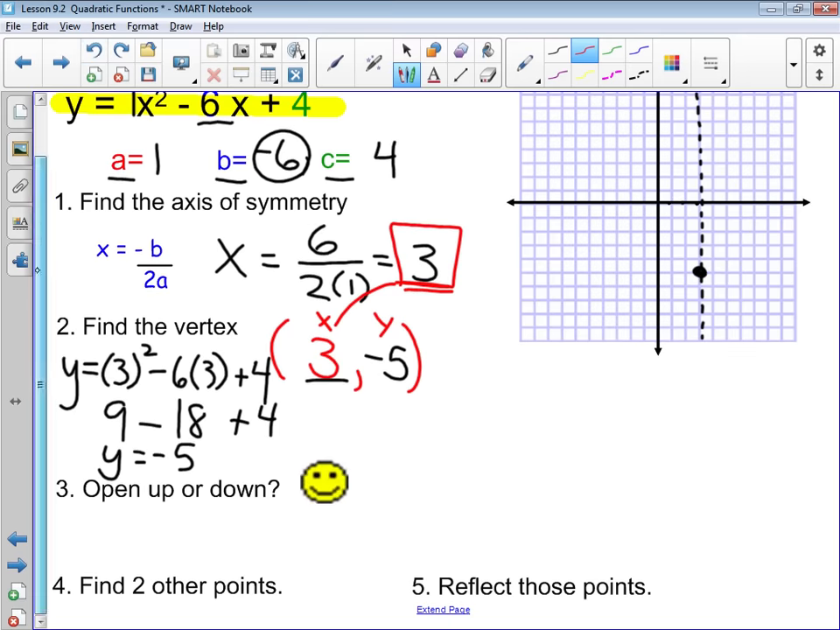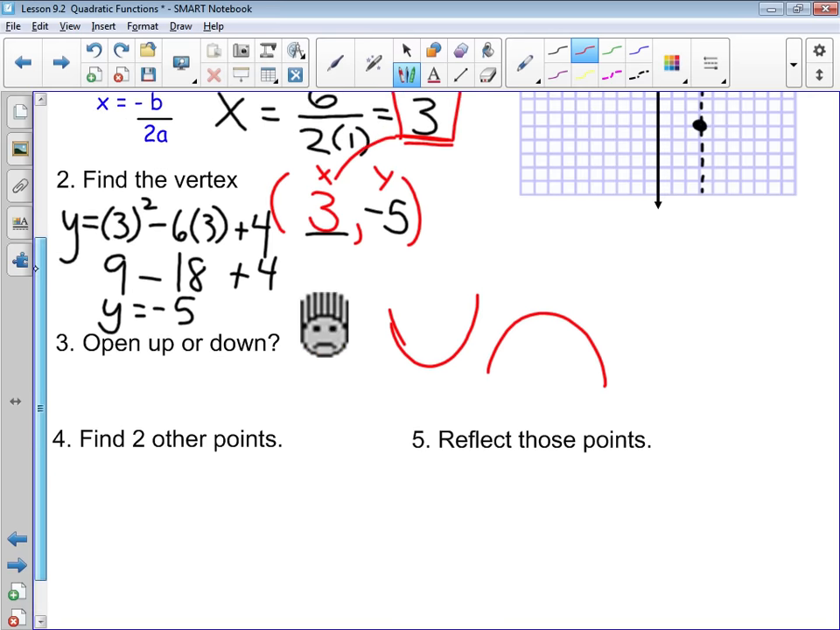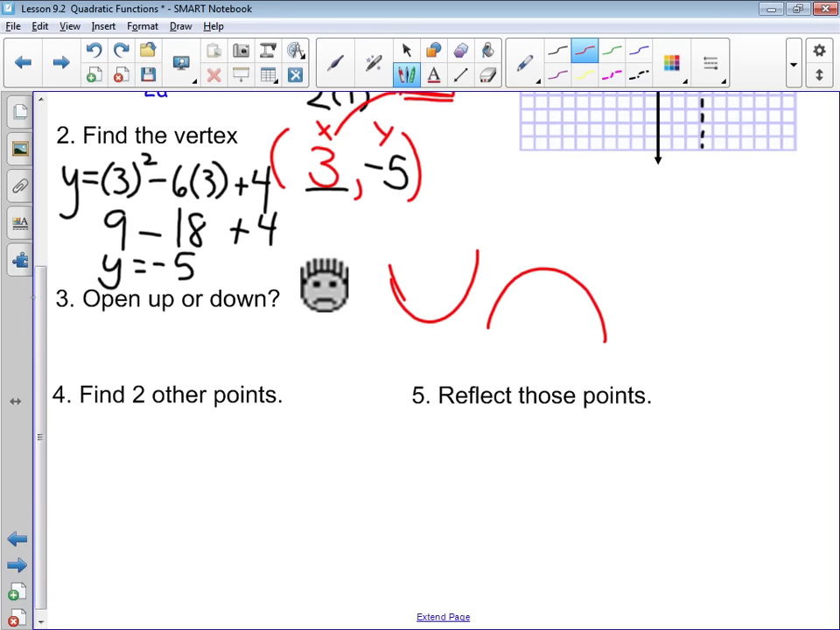The third step is to figure out, does the parabola open up or does the parabola open down? Remember, an open up is a smiley face, and an open down is a frowny face. To determine whether or not the parabola opens up or down, you just have to find the sign of the x squared term. If the sign is positive, then it's smiley, and if it's negative, it's frowny.